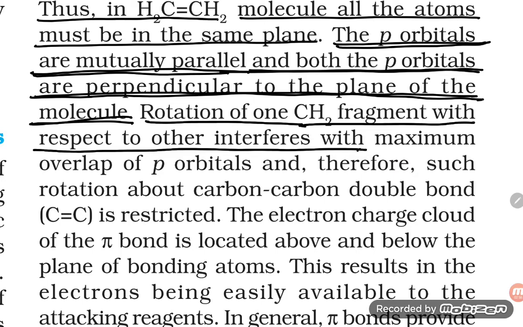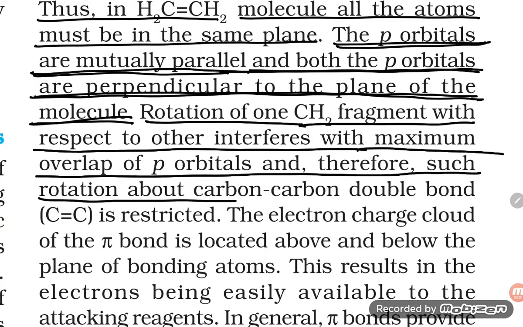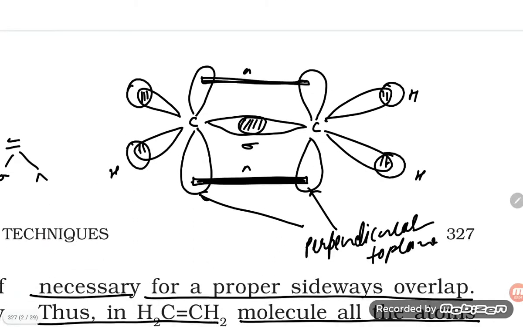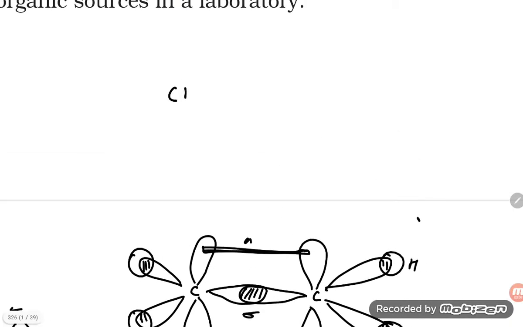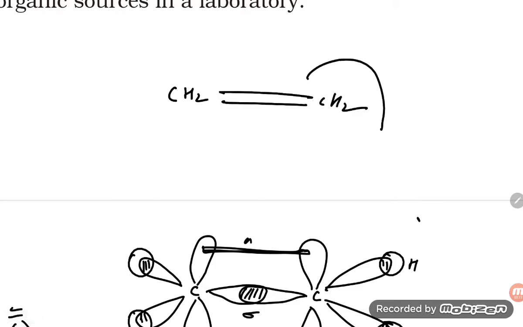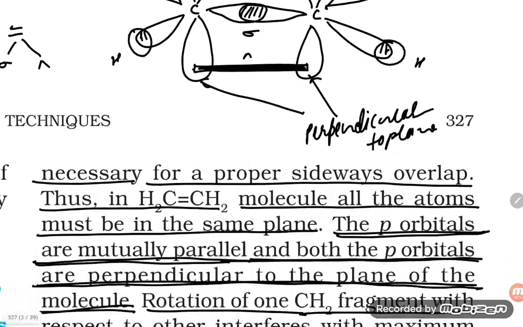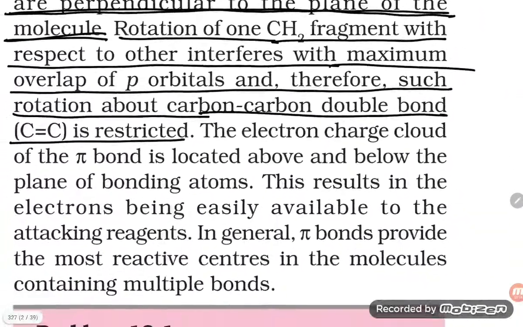Now see, the rotation of one CH2 fragment with respect to the other interferes with maximum overlap of p orbitals, and therefore such rotation about carbon-carbon double bond is restricted. It means if you are trying to rotate the CH2=CH2 double bond like this, it is not possible. The rotation is not possible in the double bond.